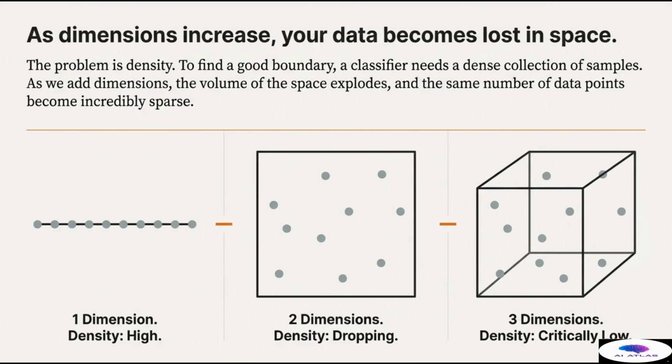Now move to 2 dimensions, a square. Placing those same 10 points makes the space feel empty, the density has dropped. In 3 dimensions, a cube, the volume has increased so much that those 10 data points feel almost infinitely separated. The density is critically low.